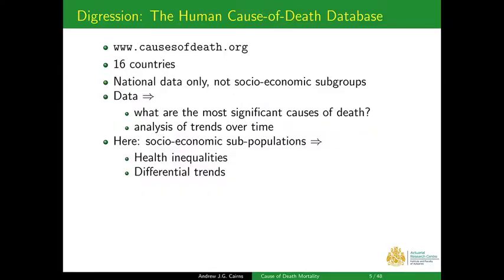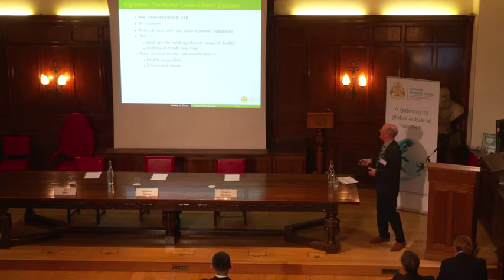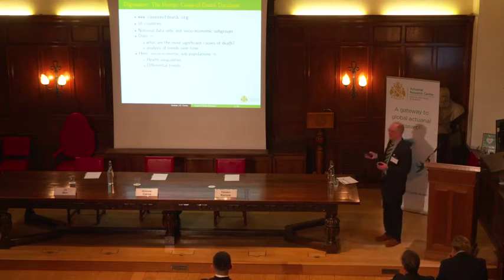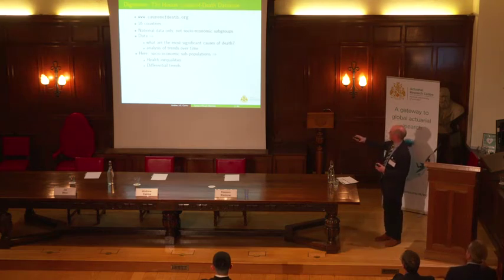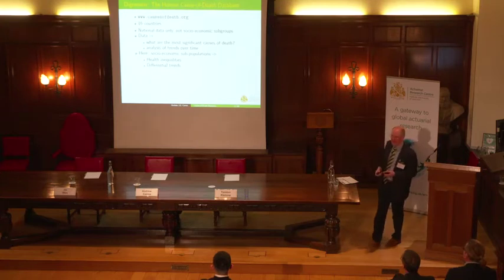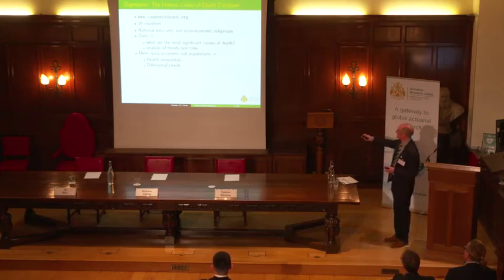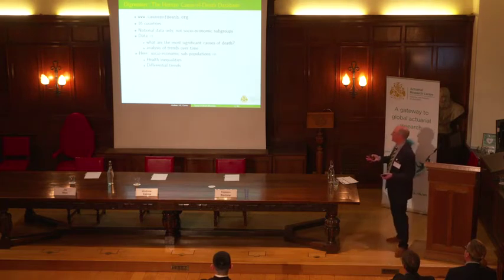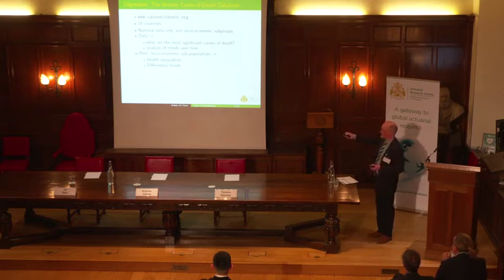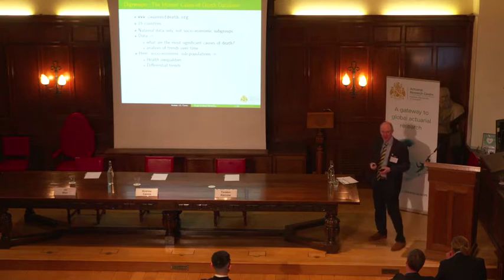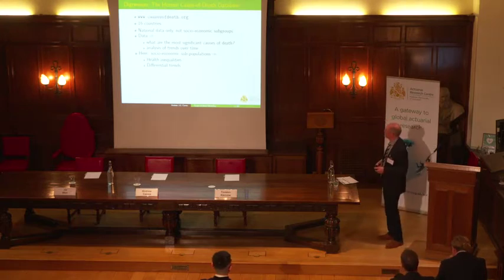Now, before we get to the data that we've used, there's a very useful resource that's become available in the last couple of years. It's run by the Human Mortality Database Group in California and in Germany. The HMD, the Human Mortality Database, looks at all-cause mortality, but in response to growing demand, they set up an equivalent sister database where they look at cause of death data. That's the website there. At the present time, that covers 16 countries. However, it only covers data at the national level. It doesn't look at different socioeconomic groups, which we're going to focus on today.